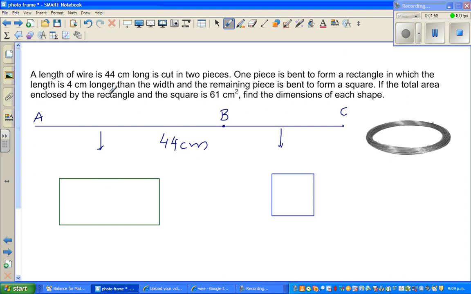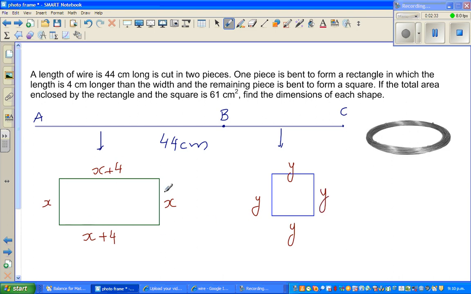The length is 4 centimeters longer than the width. So what they're saying is, if the width is x, the length is x plus 4. And this is a square, so if this side is y, all the sides will also be y. If this is x plus 4, this is also x plus 4. If this is x, this is also x.